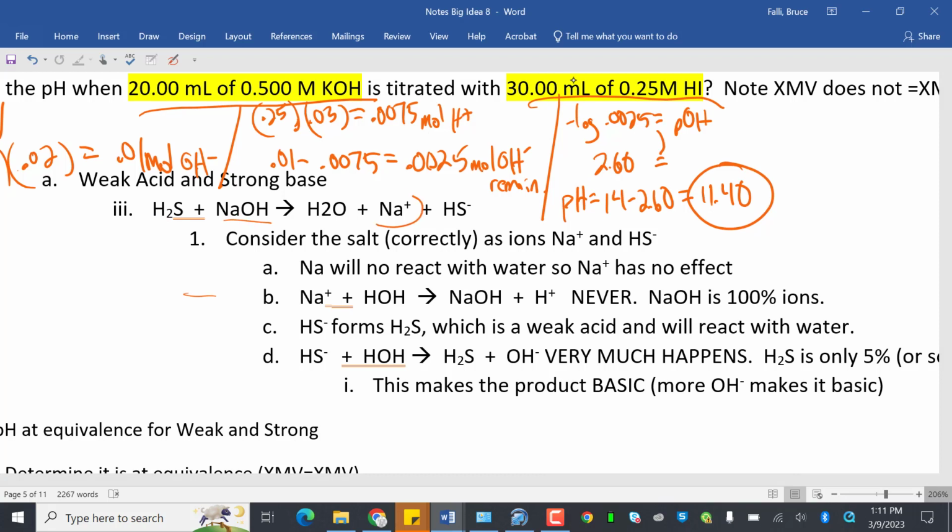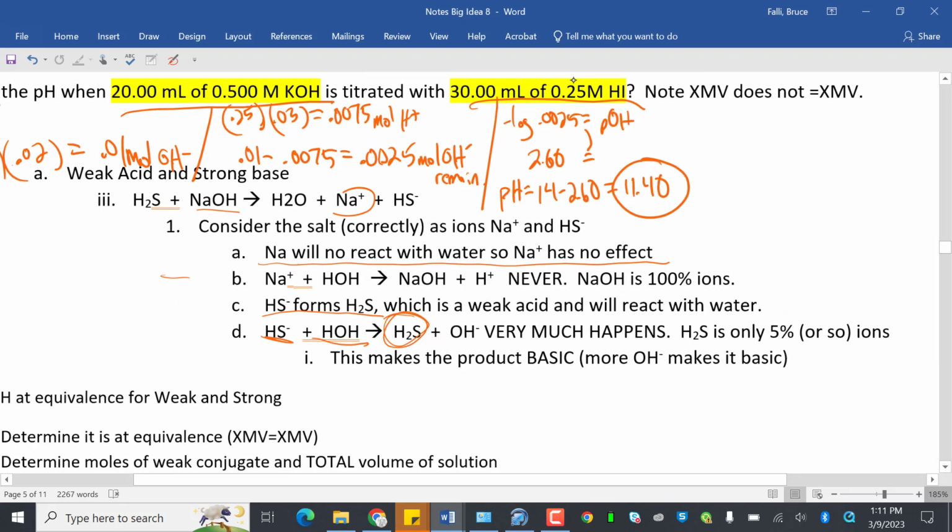I get Na positive, okay? Na will not react with water, so Na positive has no effect. But HS- forms H2S. See how this is a weak guy? This is a weak acid, so that means it forms. So this very much happens, okay?